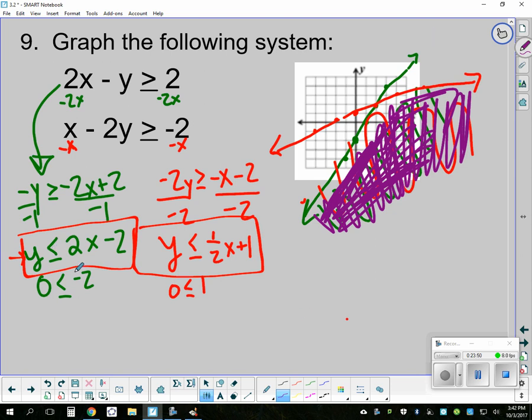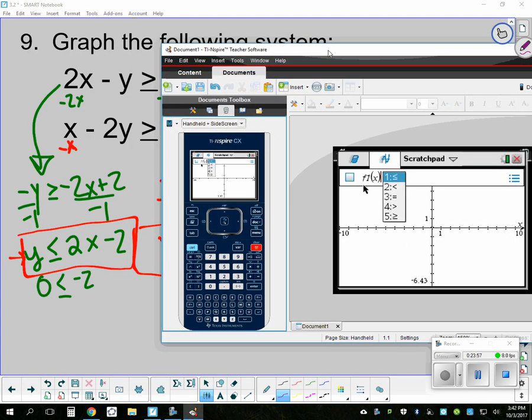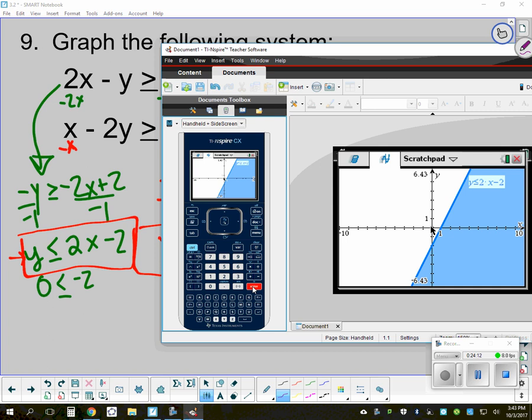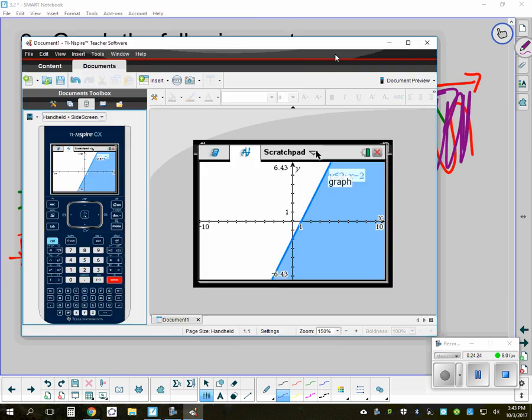So y is less than or equal to 2x minus 2. Less than or equal to is option 1. And then I'm going to type in 2x minus 2, and press enter. And whoa, look at that. Not only does it graph the line, it takes care of what type of line, in this case solid, and it takes care of the shading. So that was our green line with our green shading.